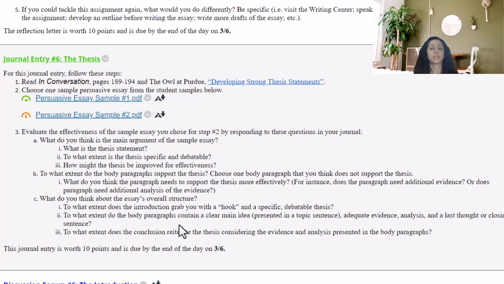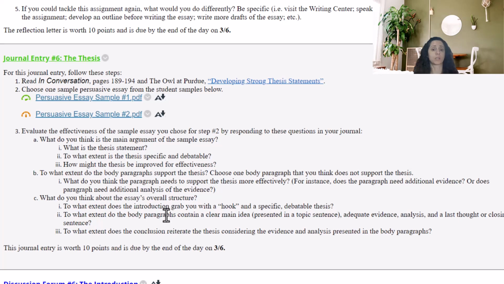To what extent does the introduction grab you with a hook and a specific debatable thesis? To what extent do the body paragraphs contain a clear main idea presented in a topic sentence, adequate evidence, analysis, and a last thought or a closing sentence? And to what extent does the conclusion reiterate the thesis, considering the evidence and analysis presented in the body paragraphs? This journal entry is due by the end of the day on March 6th.